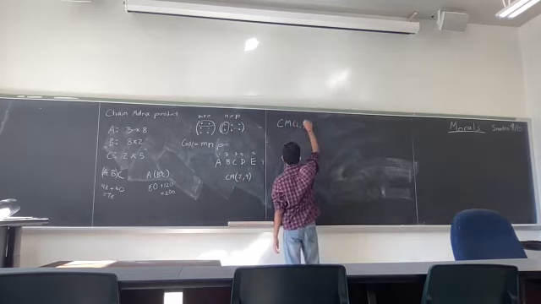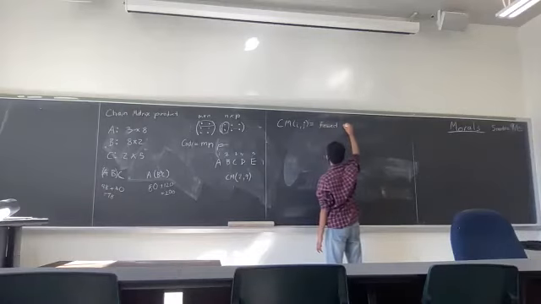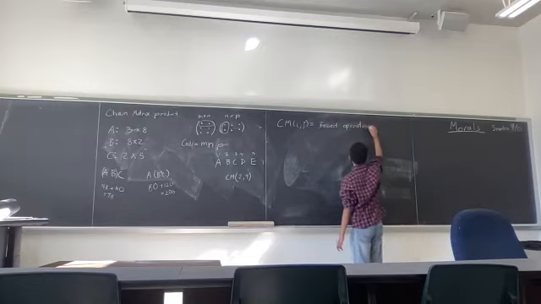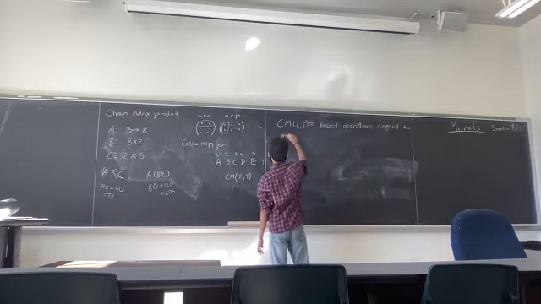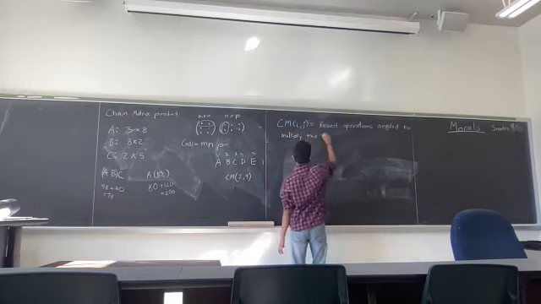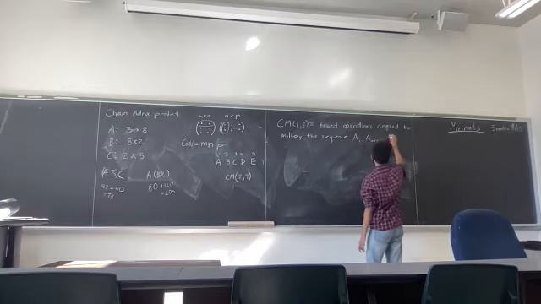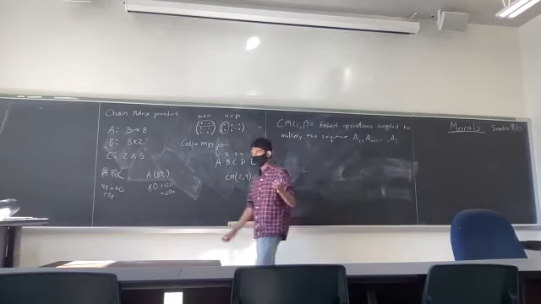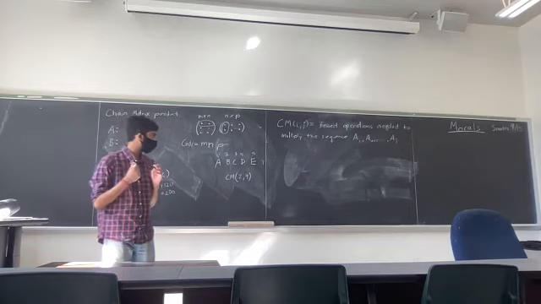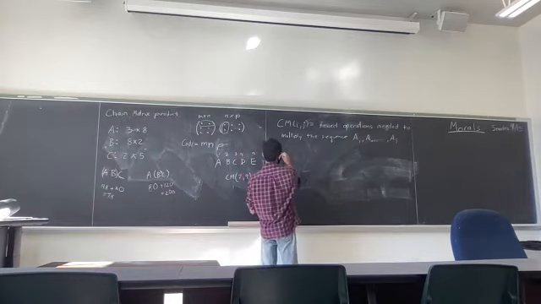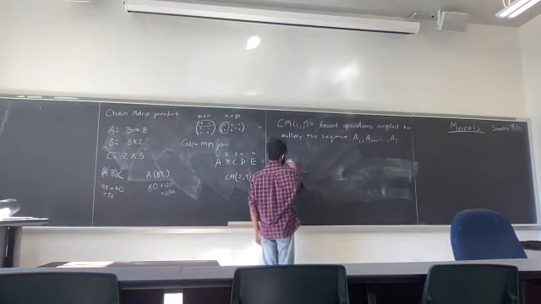CM of i, j is equal to the fewest operations needed to multiply the sequence A sub i, A sub i plus 1, through A sub j. So to multiply this contiguous sequence, what is the fewest number of operations? Now, does anyone have any ideas for how we can write a recurrence with this? What are the different ways we can parenthesize this? Let's say we have a sequence of matrices here.